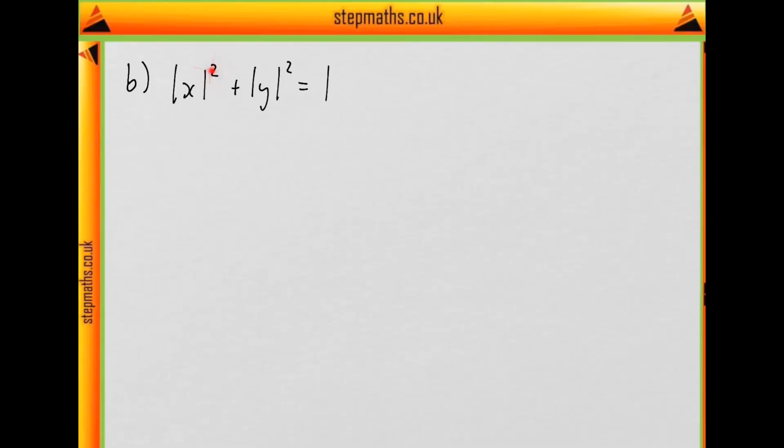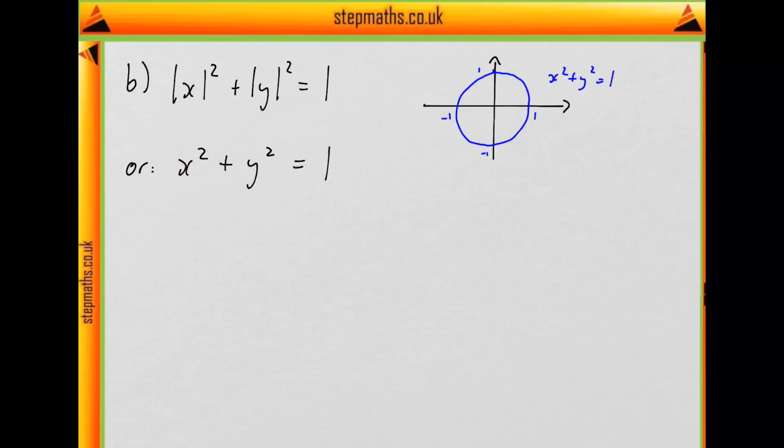Okay, next up is when n is 2, so mod x squared plus mod y squared equals 1. If you want to have a go at this yourself, pause the video now. Okay, the thing to notice here is that mod x squared is just the same as x squared, because if x is positive, we have positive x squared. If x is negative, we have negative x squared, and minus squared is the same as plus squared, so it doesn't make any difference. So this is the same as x squared plus y squared equals 1. And you should immediately recognise that this is just the equation of the unit circle, so centre 0, radius 1.